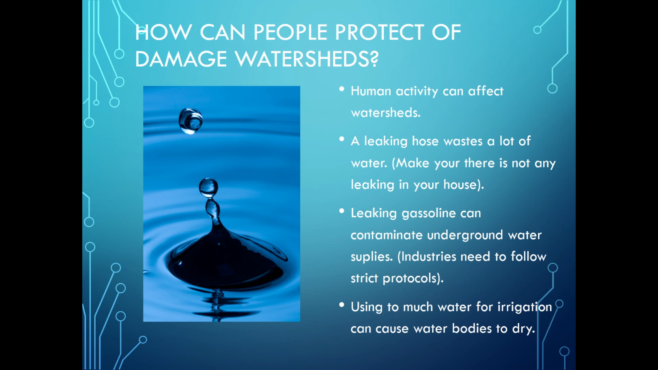And using too much water for irrigation can cause water bodies to dry. So, for example, there is a farmer that has big portions of land. He asks for permission from the city hall in order to use the water from the lake to water his plantations. But if he uses way too much water from the lake, it's possible that it will dry. So it's always very important that we are careful with the way we use water.